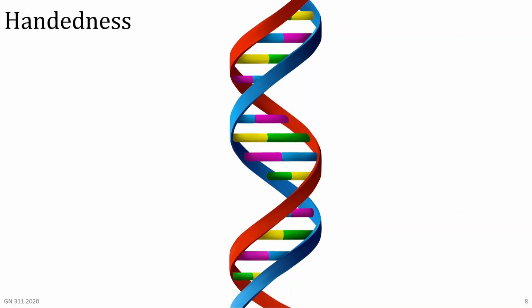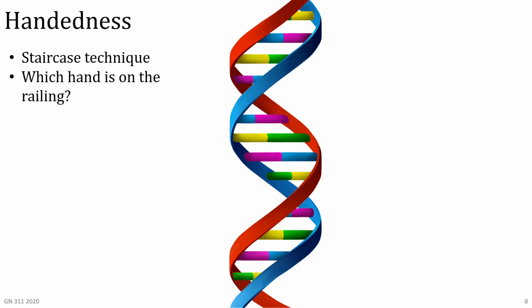DNA also has a direction or a handedness. In order to figure this out, I use a staircase technique. I imagine that backbone as a handrail, and which hand would I use to get up there. So this guy is going to go up right-handed, and he makes it, so yay. But if he tries to go up left-handed, unfortunately, he is not happy.